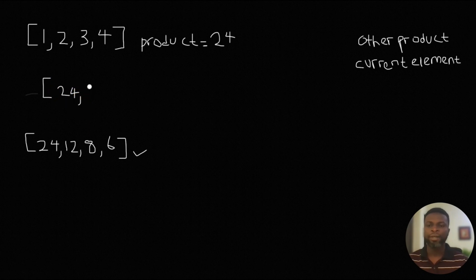24 divided by 2 gives 12. 24 divided by 3 gives 8. Then 24 divided by 4 gives 6. And this is the same as the array we are expecting as a result.